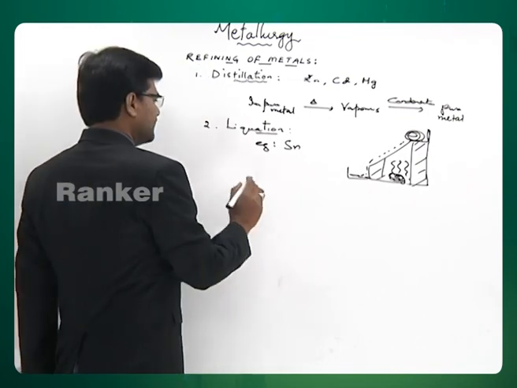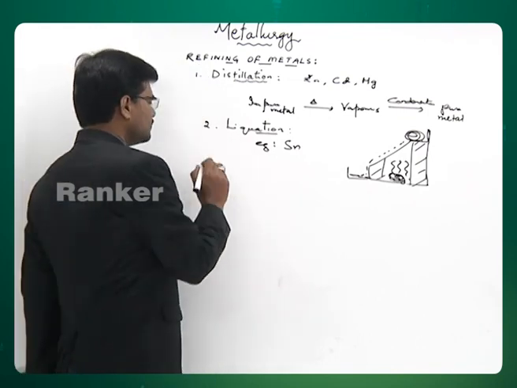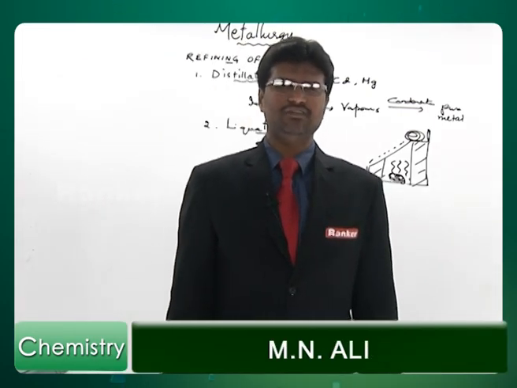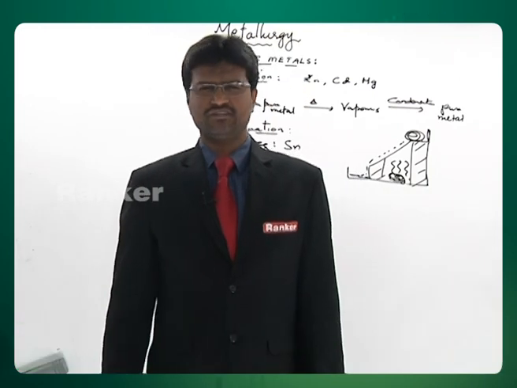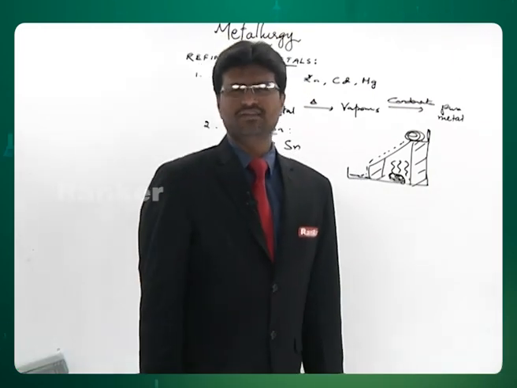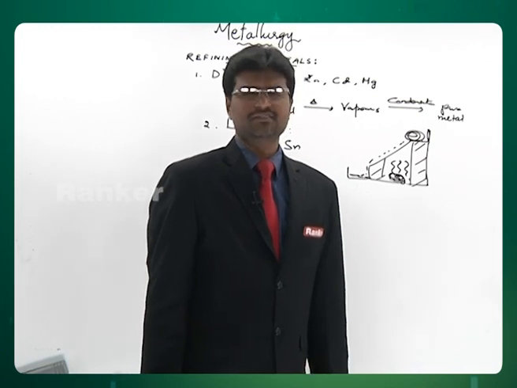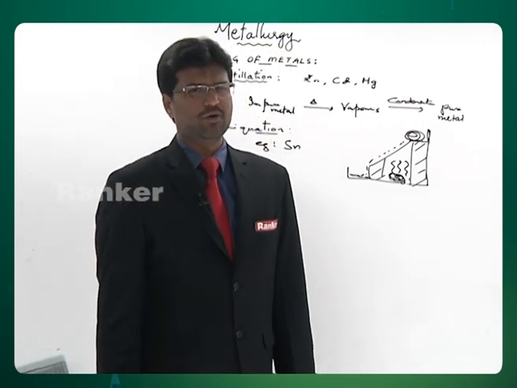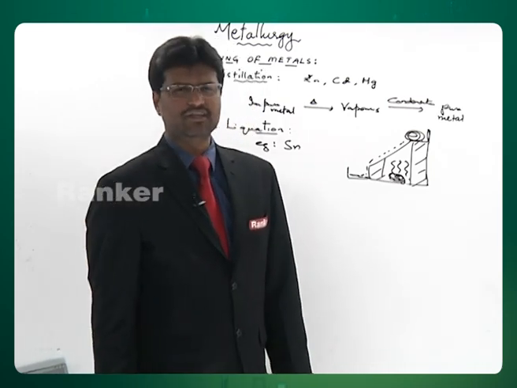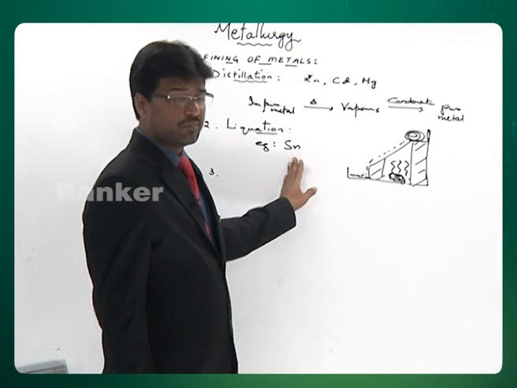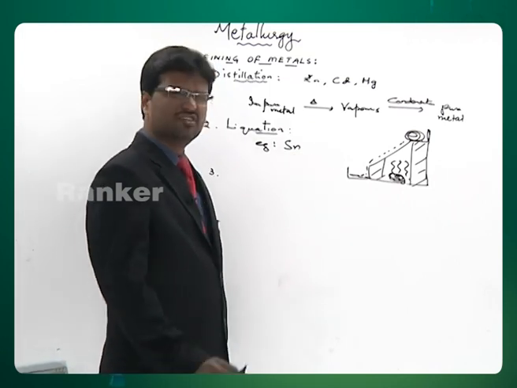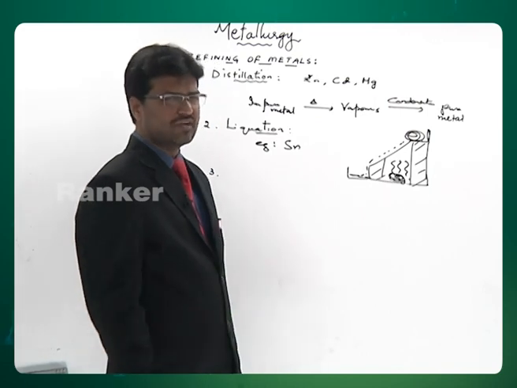That's liquation. So far we have discussed two methods. One is distillation. Distillation is applicable for metals which have low boiling points. Examples: zinc, cadmium and mercury. And then the next method we have discussed is liquation. Liquation is applicable for metals having low melting points. A very popular example is tin. Its melting point is very close to 300 degrees Celsius. Gallium also can be purified by this method. Melting point of gallium is somewhere around 30 degrees Celsius. Cesium is also a very low melting substance.